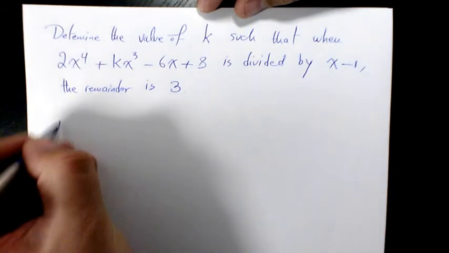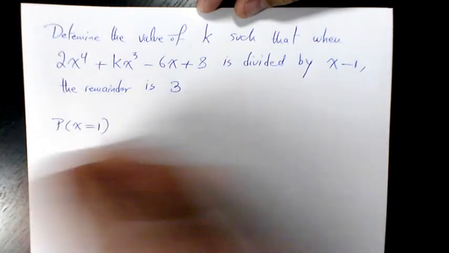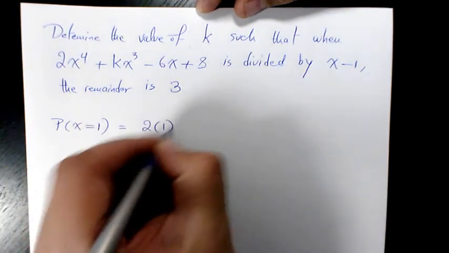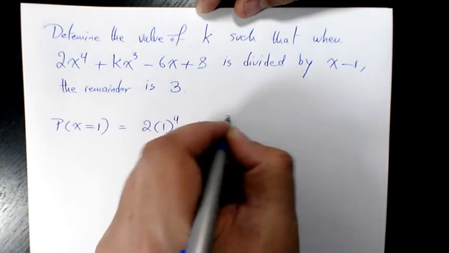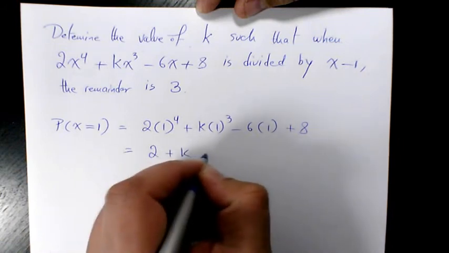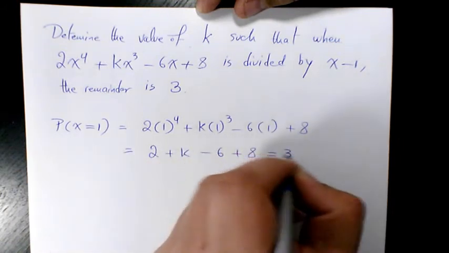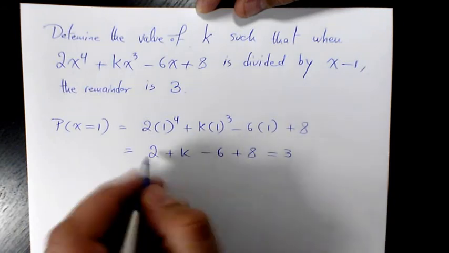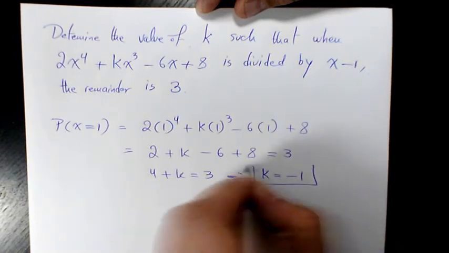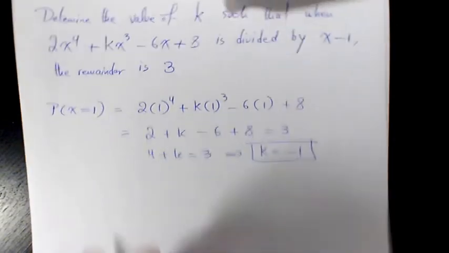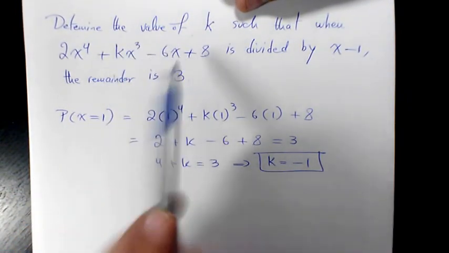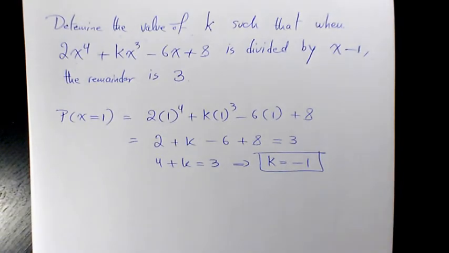So we're going to say p(1) equals 3, because when x minus 1 equals 0, x will be 1. So 2 times 1 to the power of 4 plus k times 1 to the power of 3 minus 6 times 1 plus 8. That's going to be 2 plus k minus 6 plus 8 equals 3, which means that 4 plus k equals 3. So k will be minus 1. So the polynomial will be 2x to the power of 4 minus x cubed minus 6x plus 8.